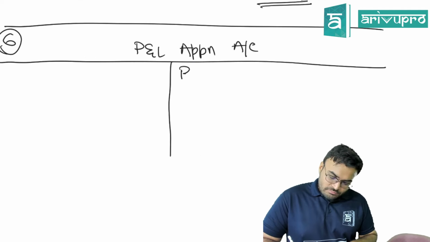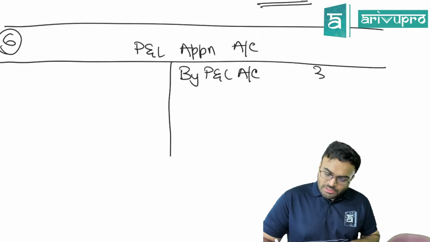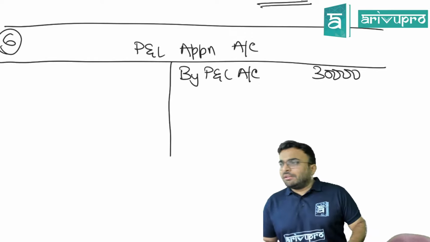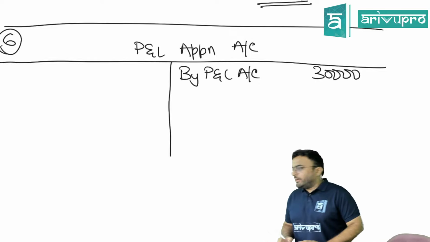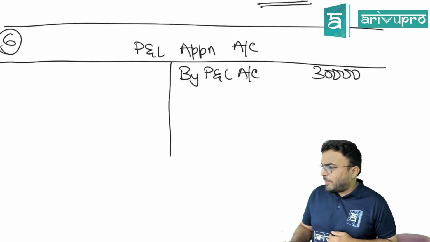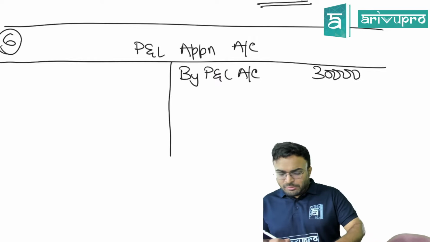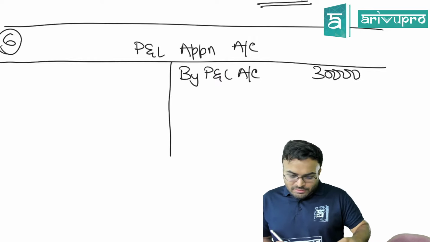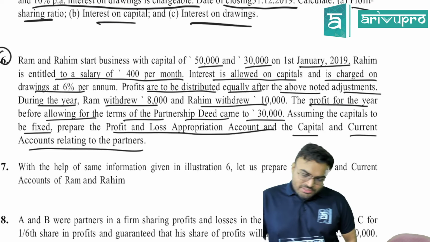30,000 profit. So by P&L account 30,000. You are bringing 30,000 from P&L to P&L appropriation. I think you can do it simultaneously. Simple problems these are. You can do it with me only. Next.